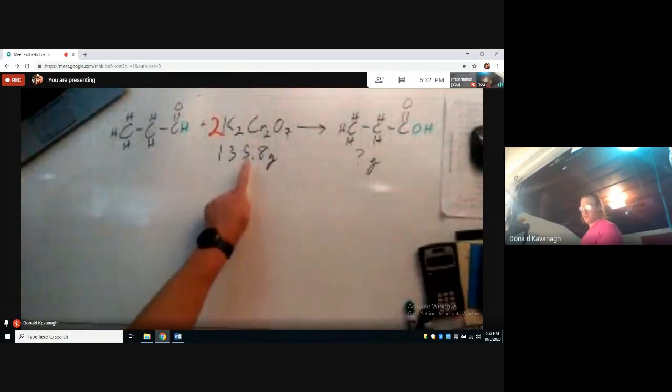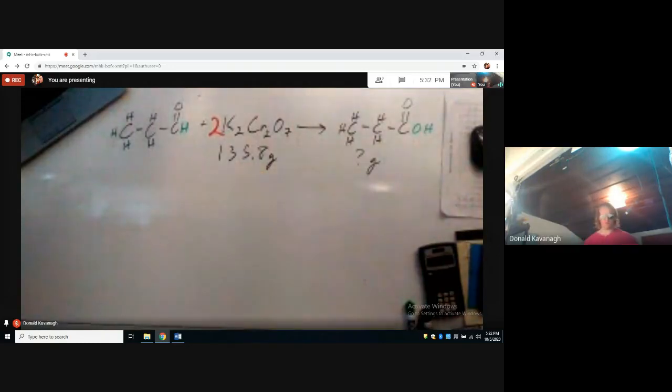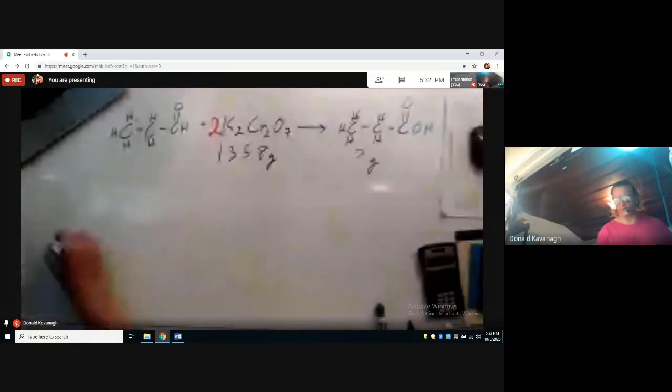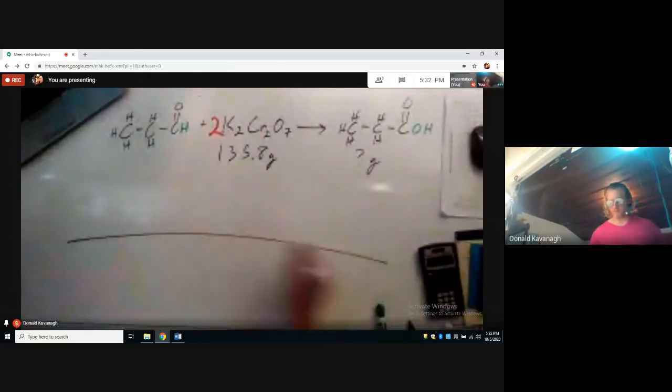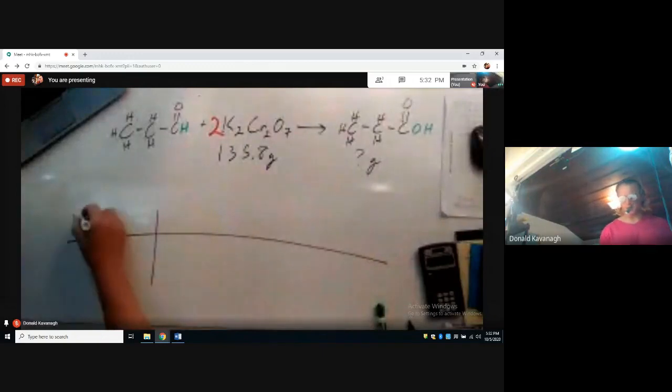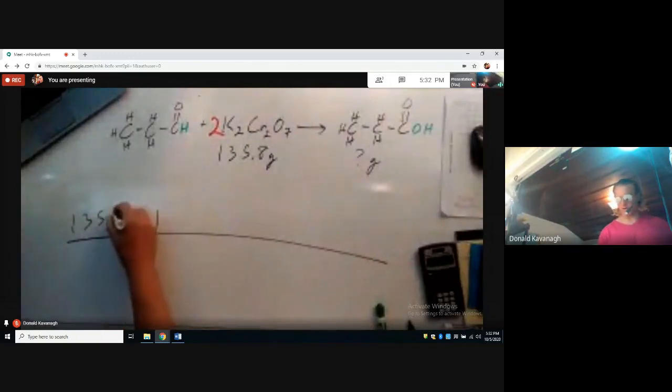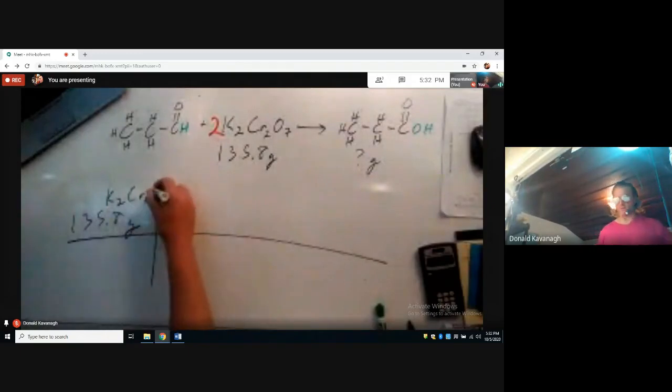In the question, we are only given one number and unit, so the start of our scaffold must begin with that number and unit. 135.8 grams of K2Cr2O7.